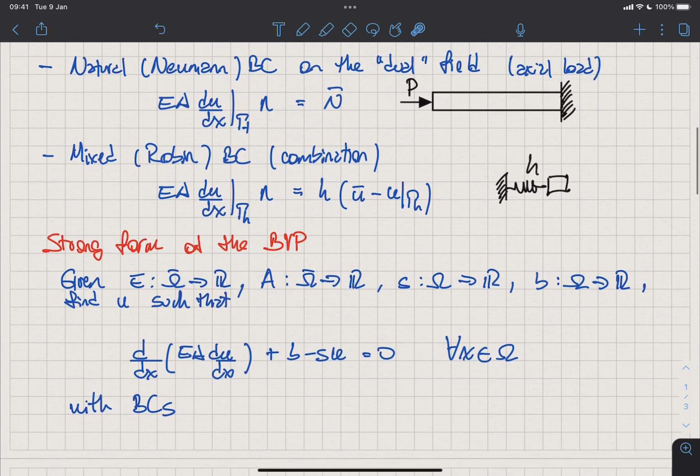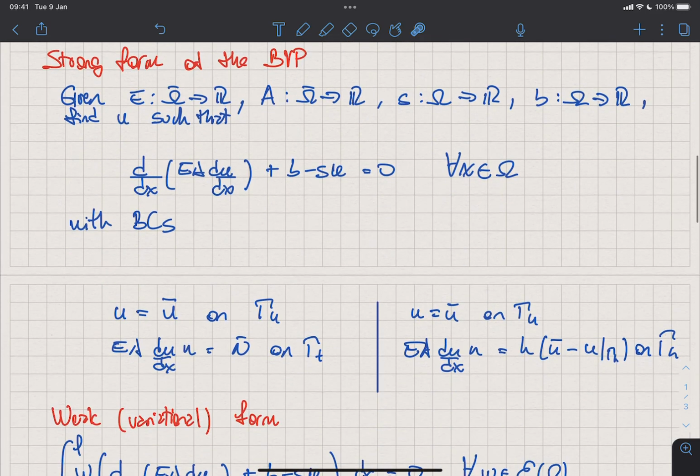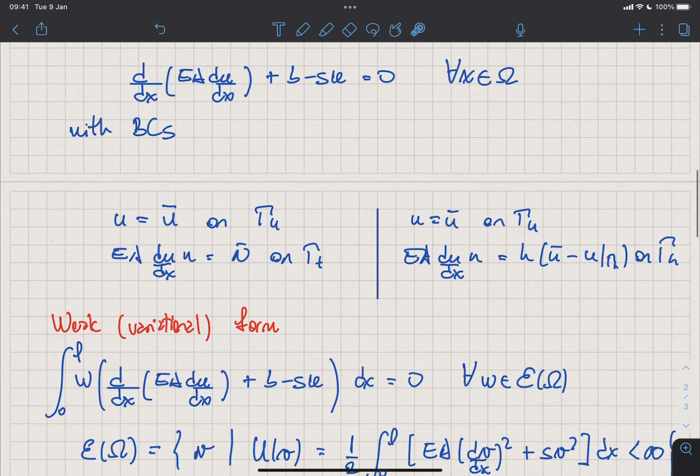And then, once we have the differential equation and the boundary conditions, we're ready to formulate the strong form of the boundary value problem. And we say, given some properties, and we talk about Young's modulus, the area, and this constant that we described that can be used to denote some force that is opposing the movement of the bar, the load per unit length, then find your displacement field u so that the differential equation is valid for every single point along the bar, right, with boundary conditions.